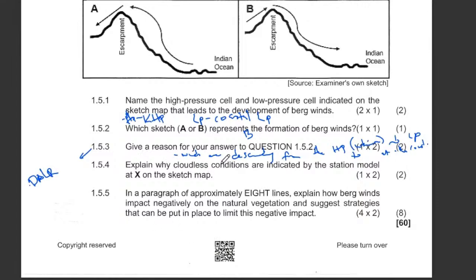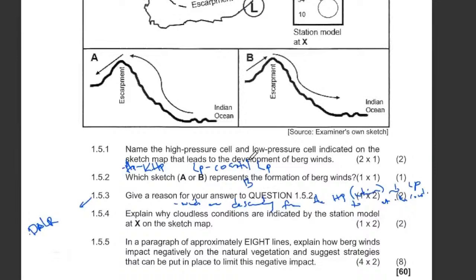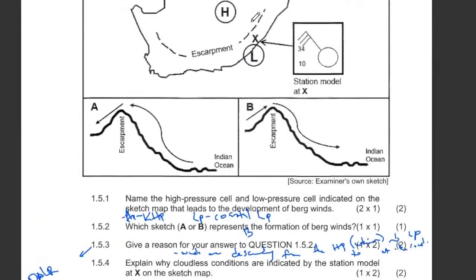Explain why cloudless conditions are indicated at station model X. X is at the coast. Why do we have cloudless conditions? Because winds descend to the coast.